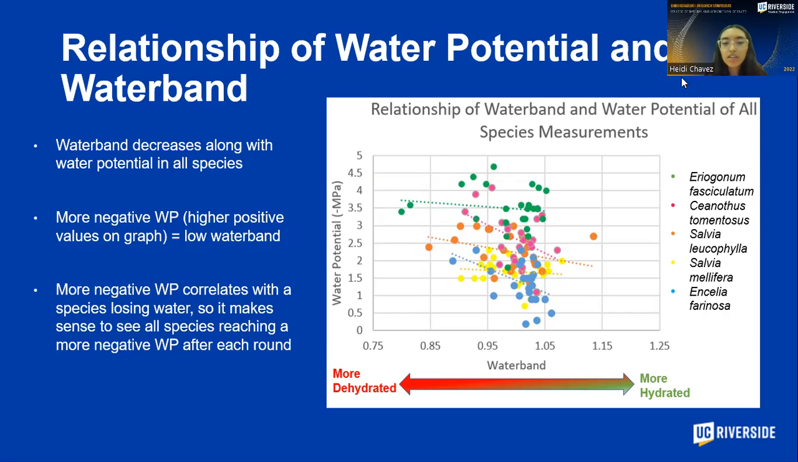So in this graph, the water potential values are positive. When I say that Eronium had the most negative water potential, that would just correlate to the most positive values, and Encilia, who had the least negative values, would just be the least positive values on this graph. It's just the way we had to graph it, but water potential is measured in negatives. And we can see that Eronium was the most dehydrated and Encilia was the most hydrated out of all the species.